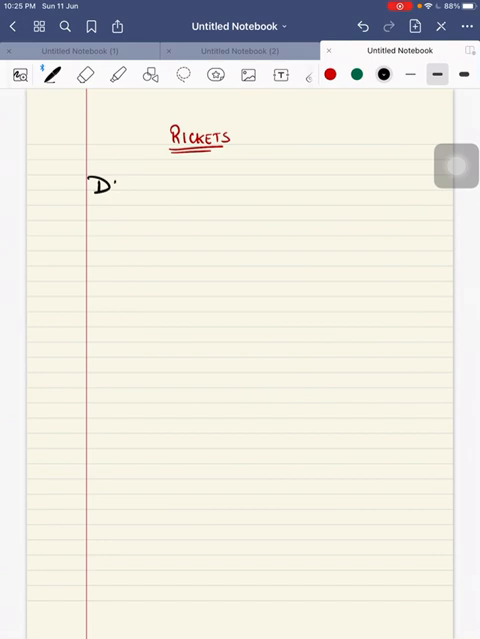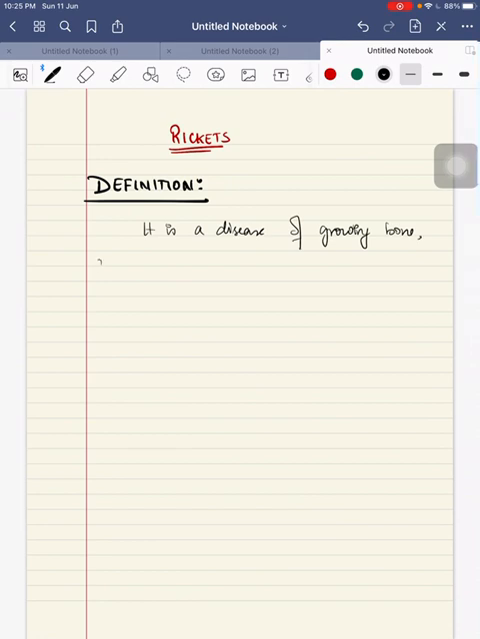Hello everyone. Today we will discuss rickets. So first, starting with the definition. It is a disease of growing bone. It occurs due to the defective mineralization of the cartilage at the growth plate.